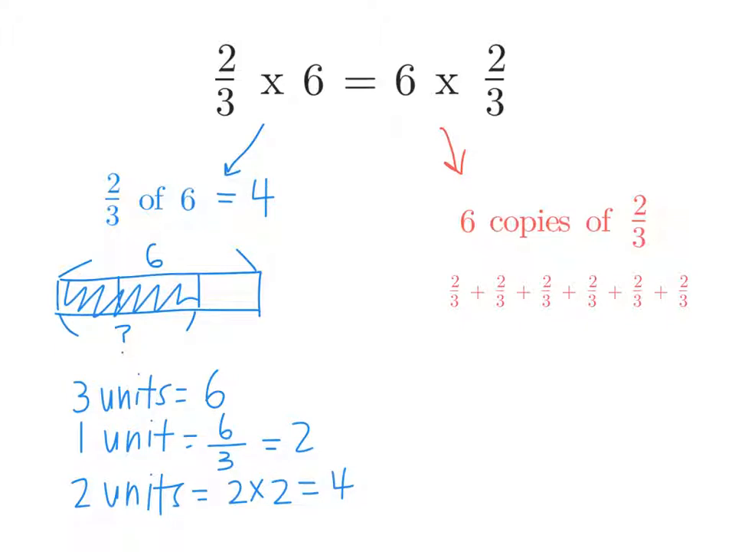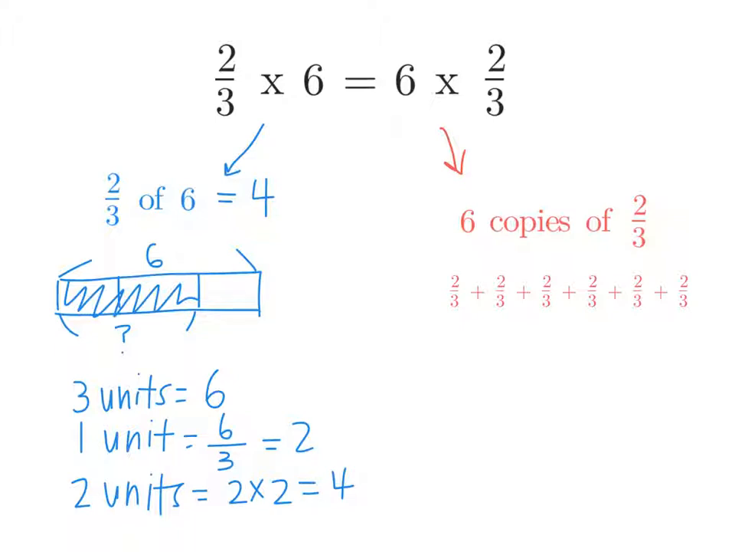Now, if I go back up to the top, 2/3 times 6, is that the same thing as 6 times 2/3? What property tells me that I can move or commute those terms around and it won't change the value? Akil? The commutative property of multiplication. Very good. Do you guys agree that 2/3 times 6 is the same thing as 6 times 2/3? If I have 6 times 2/3, doesn't that mean I'm making 6 copies of 2/3? Go ahead and write that down. That's the same thing as 2/3 plus 2/3 plus 2/3 plus 2/3 plus 2/3 plus 2/3. Do you agree?